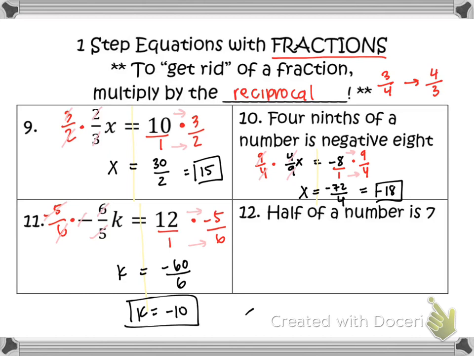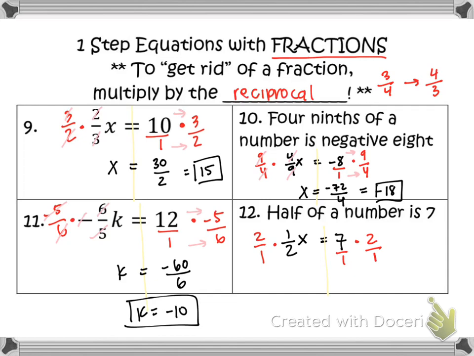Okay, very last one. Half of a number is 7. So I know a half can be written as 1 over 2 of a number x is 7. So the reciprocal of a half, 1 over 2, is going to be 2 over 1. So I'll multiply the other side as well. And I like to put a 1 over here.